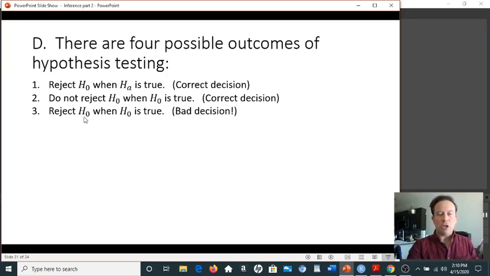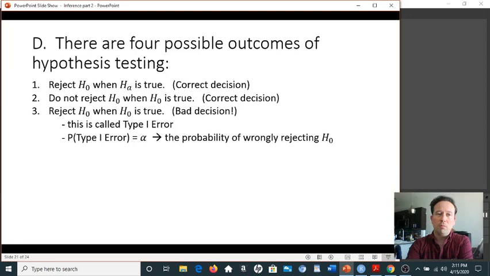So rejecting H0 when it was actually true. But remember, we didn't know that it was actually true. That's some truth that's out there that only God himself knows. Okay? So rejecting it when it is true is obviously a mistake, and we call that a type 1 error. So when you reject the null hypothesis when it was actually true, it is called a type 1 error.